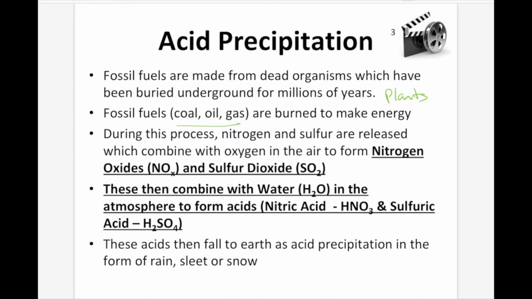So this NOx stands for any kind of NO compound. It could be NO2, NO3, so that X just stands for that subscript, as well as sulfur dioxide, which is SO2. These then combine with water, H2O, in the atmosphere to form acids, and that's going to be our nitric acid and also sulfuric acid.